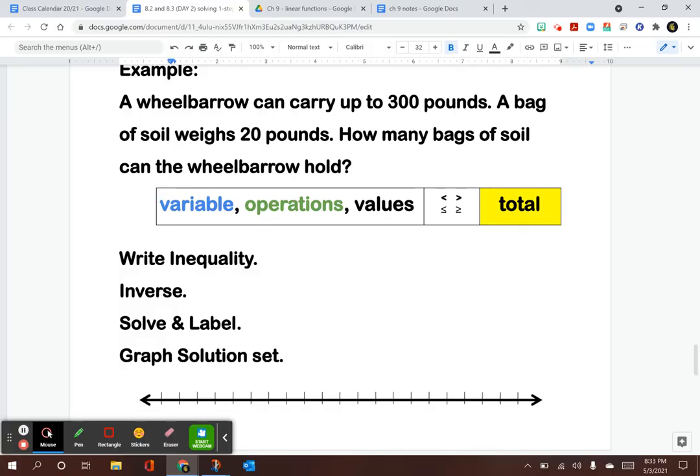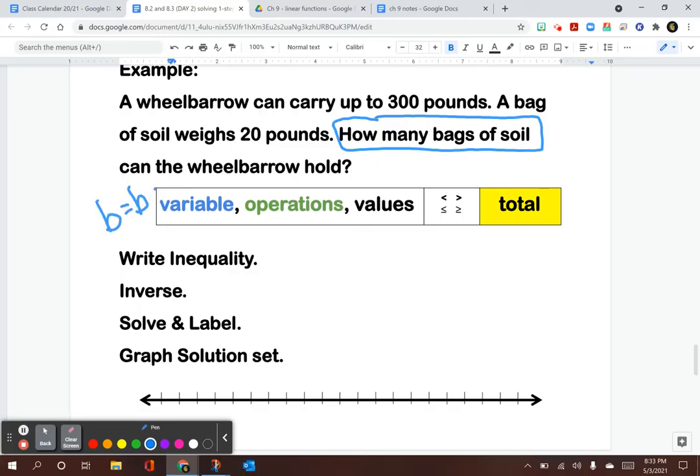Well, I'm going to write my inequality. I know that my variable is how many bags, and I'm going to choose B for bags. I could have also chosen S for soil. The operation here is going to be a multiplication idea. I'm going to multiply because each bag has a certain group of weight repeated over and over and over. It's this 20-pound value.